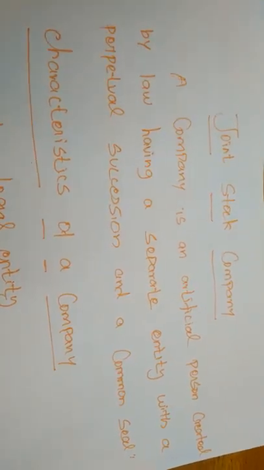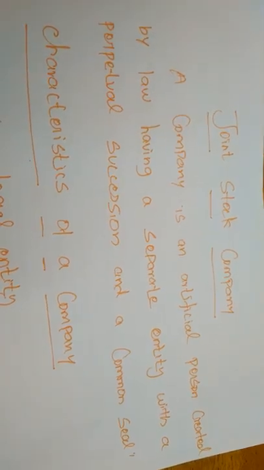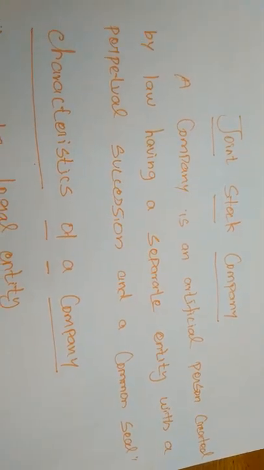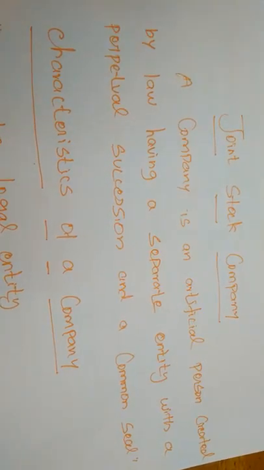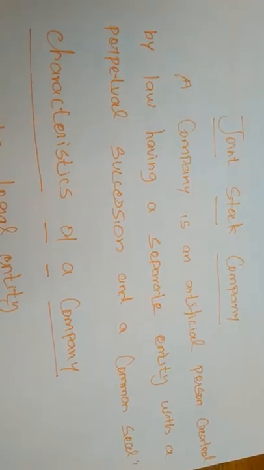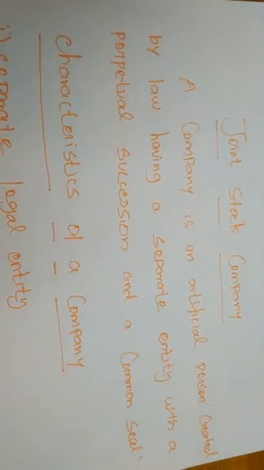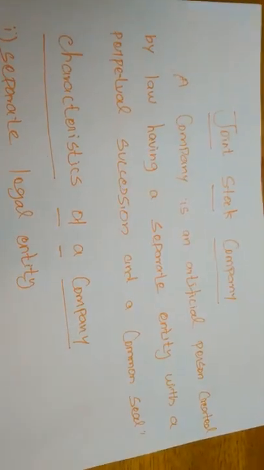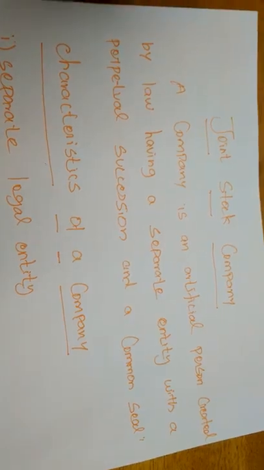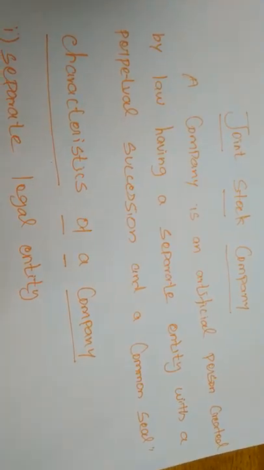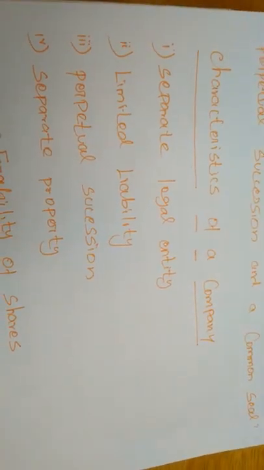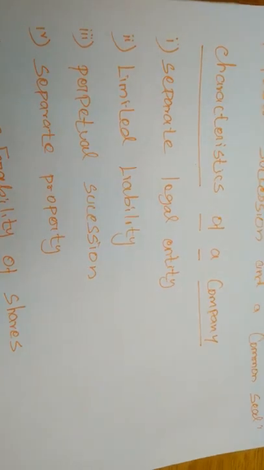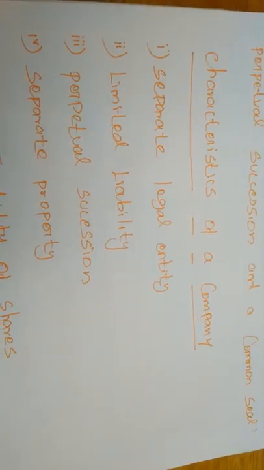This artificial person, the joint stock company, is also created by a separate law, and it has a separate entity with perpetual succession and a common seal. So we must consider the common seal as one of the characteristics of a joint stock company. In this joint stock company, what characteristics are there? This joint stock company has some special or peculiar characteristics.